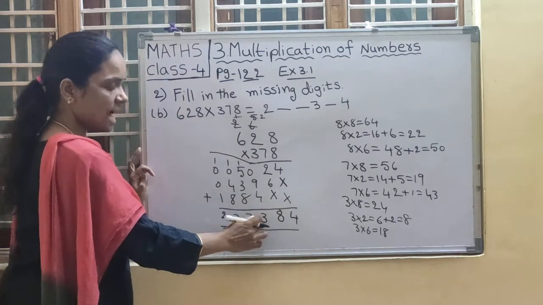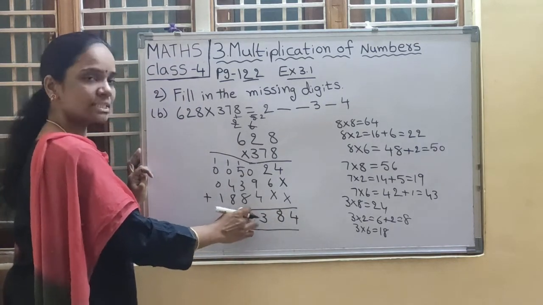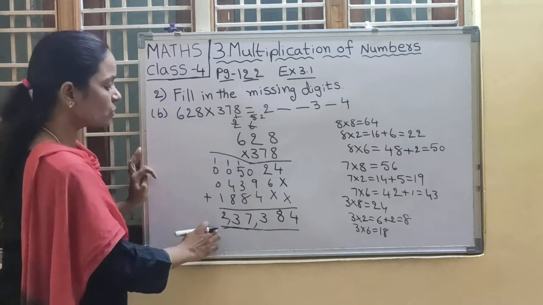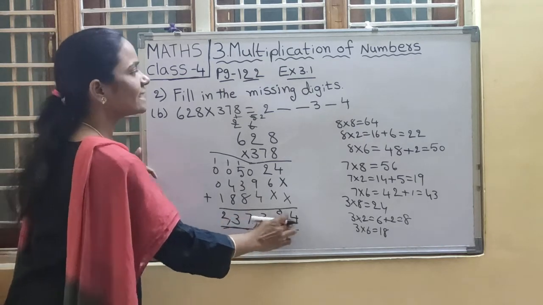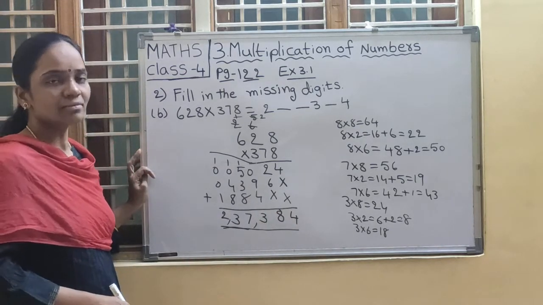1's place, 10's place, 100's place, after that 1 comma. 1,000, 10,000, after that 1 comma. 2,37,384 is the answer. Okay?